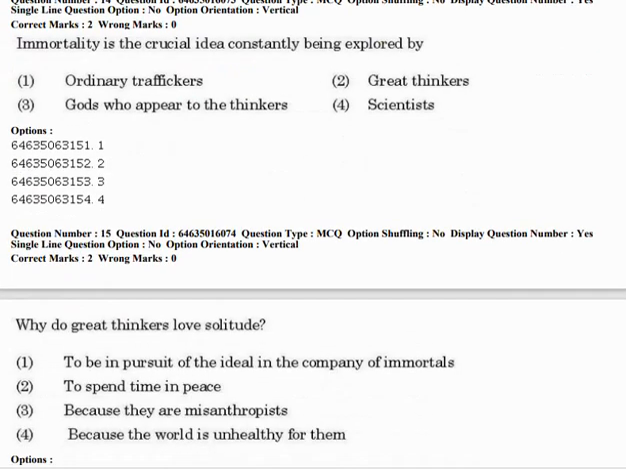Question number 14. Immortality is a crucial idea constantly being explored by ordinary traffickers, great thinkers, of course gods, who appear to the thinkers, scientists. The second one is the correct answer.